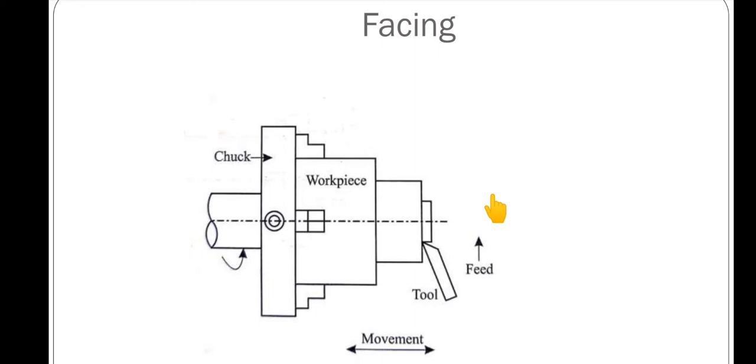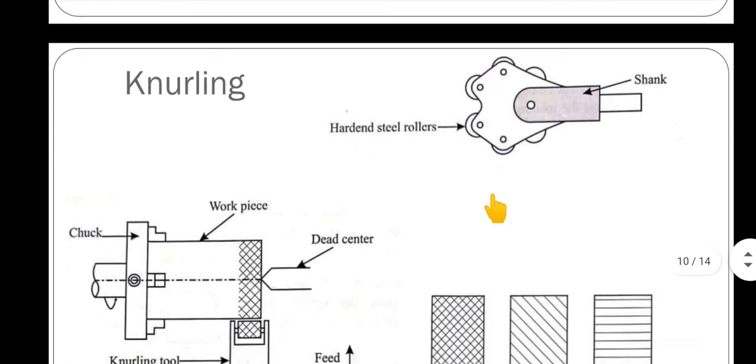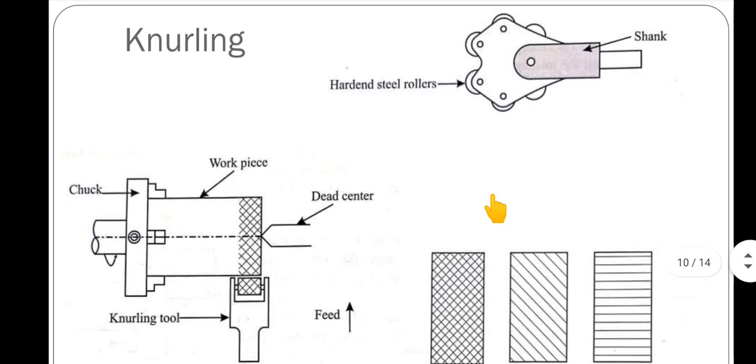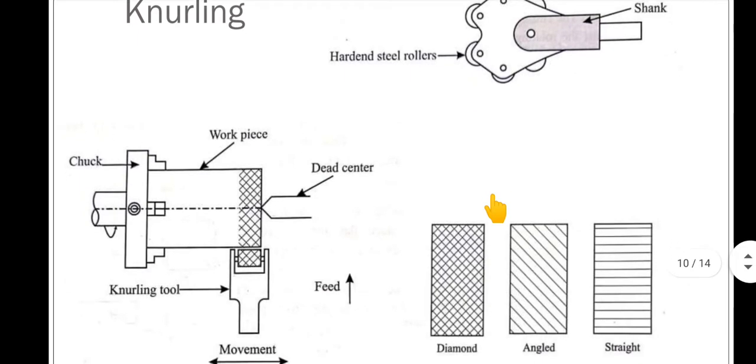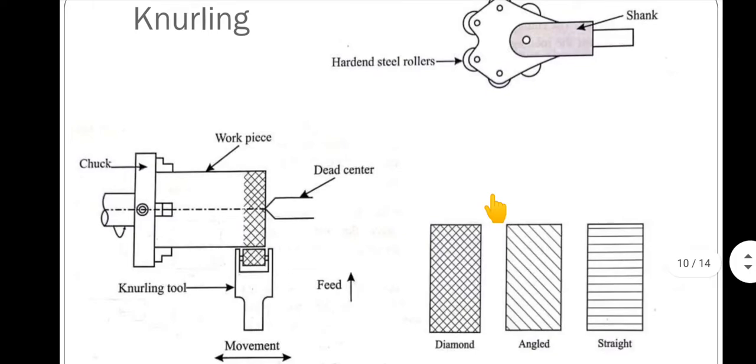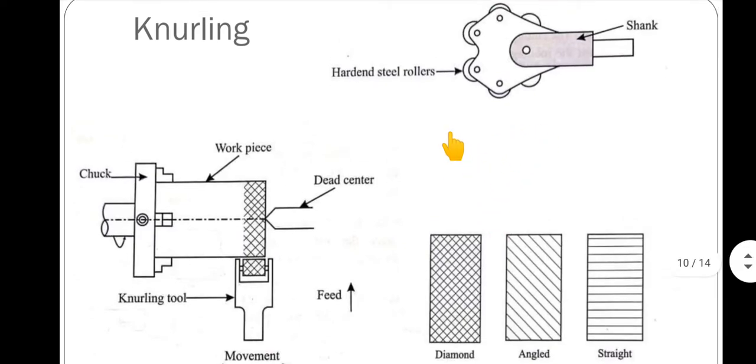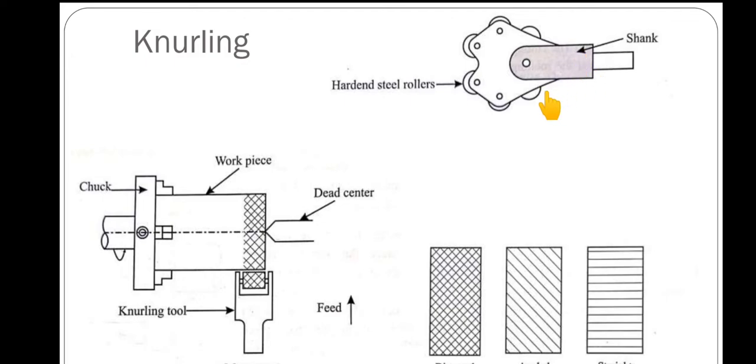Okay, next operation is knurling. So what is knurling? Knurling is an operation carried out by a special tool called the knurling tool. Knurling is performed to obtain a rough surface on the workpiece. You can see here, we can get various patterns on a cylindrical workpiece, like horizontal, inclined, and this hatched pattern.